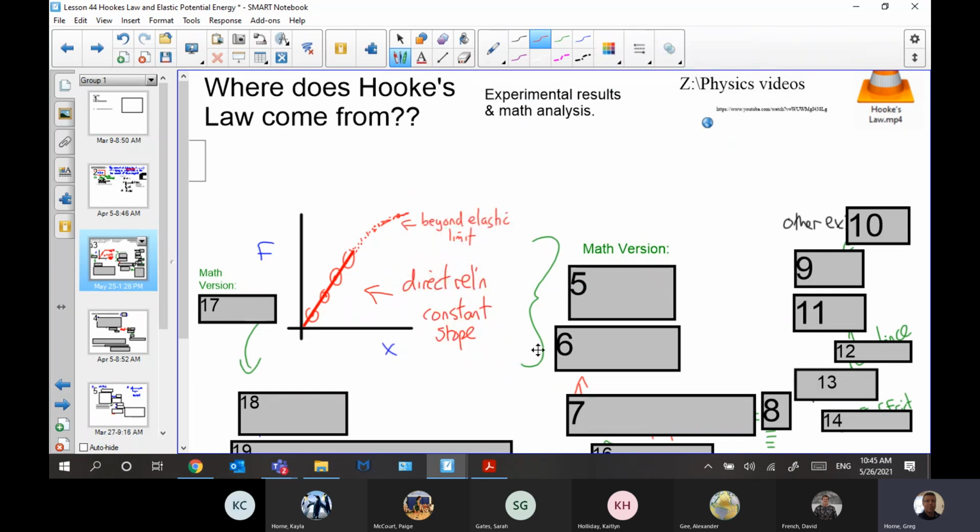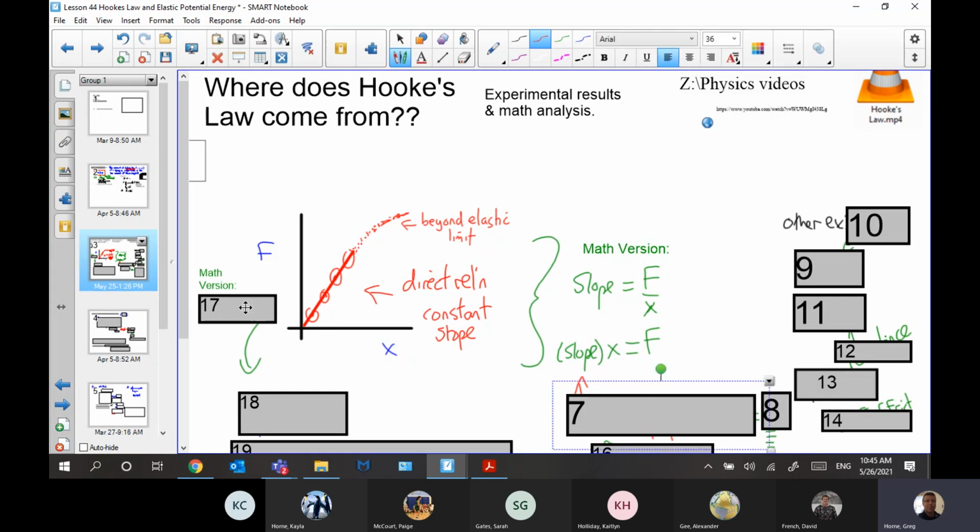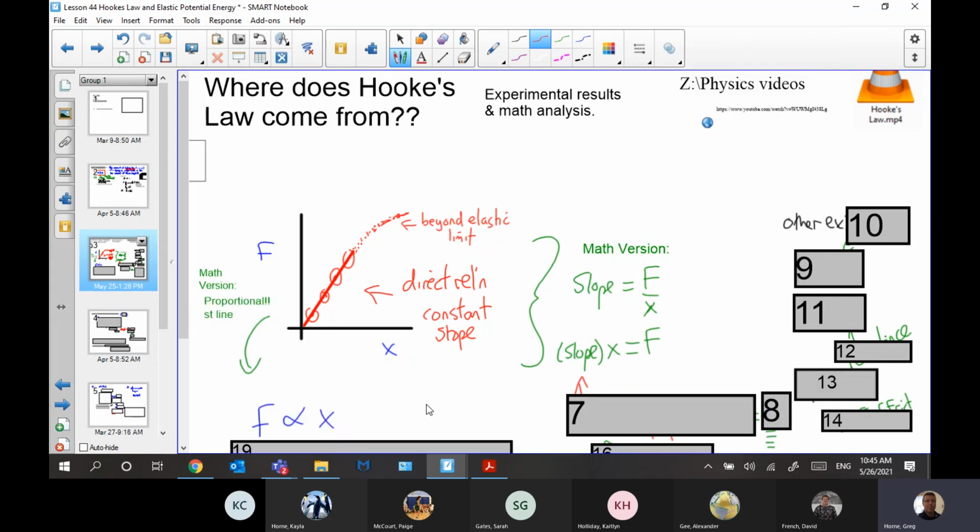You notice that it's a nice direct relationship. We know that the slope is the same the whole time. The math version is like slope equals the force over the distance. So you get this slope of line business, right?